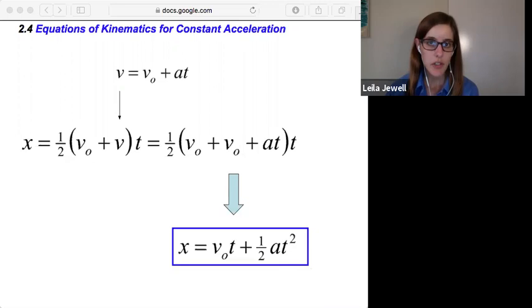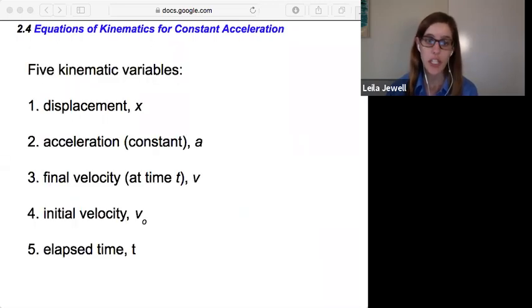What you may be starting to notice is that we have the same variables appearing here. These are known as our kinematic variables. Displacement is x, and acceleration, which is constant, is only going to have a single value for these equations, and that's given by a.